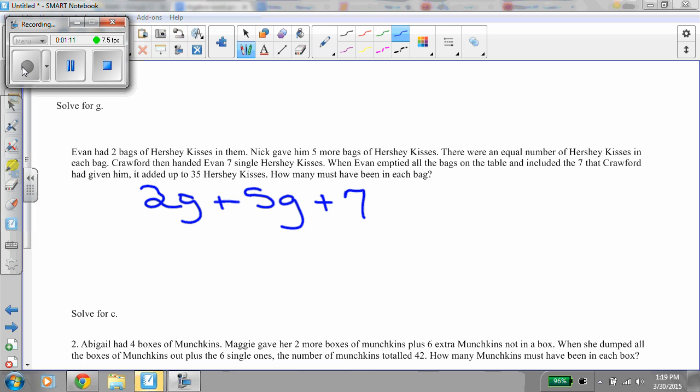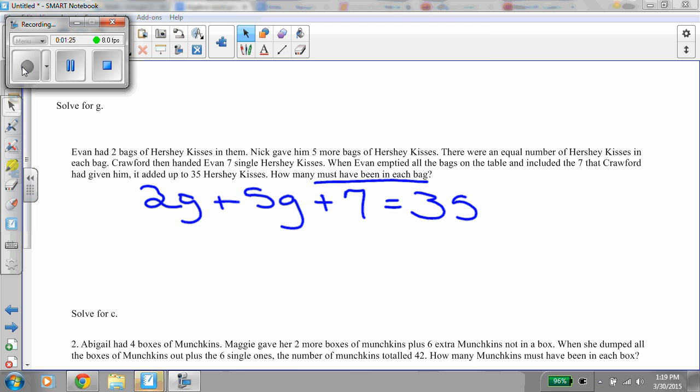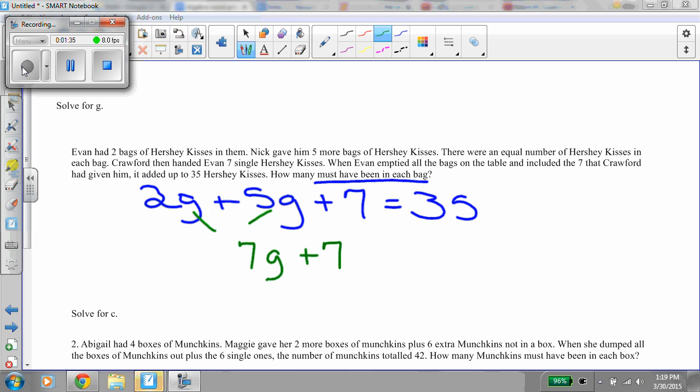When Evan emptied all the bags out on the table and included the 7 that Crawford gave him, it totaled 35 Hershey Kisses. So our job is to find out how many must have been in each bag. First thing we need to do is simplify. So I have 2G plus 5G equals 7G. So I have 7G plus the 7 single ones is 35.